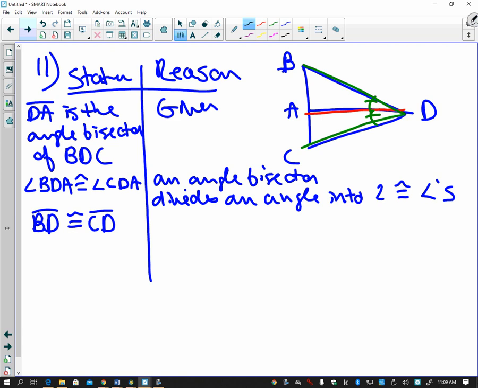BD is congruent to CD. Now, that's a given, right? They gave me that information. Now I have to look at this. It says write a two-column proof that BA is equal to CA.